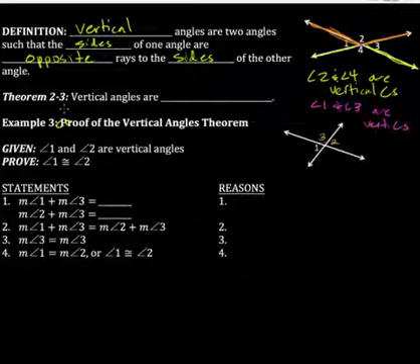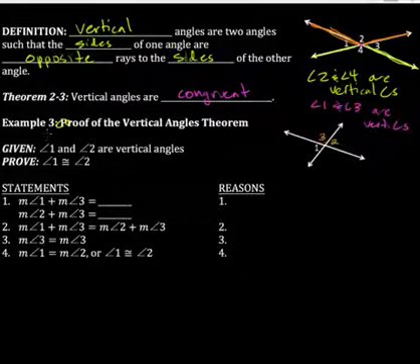Now, one of the most important things to remember about vertical angles is that vertical angles are always congruent to one another. Vertical angles are always congruent to one another. And we're going to go ahead and prove that right here in example 3.